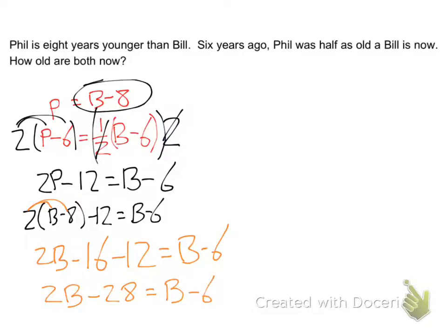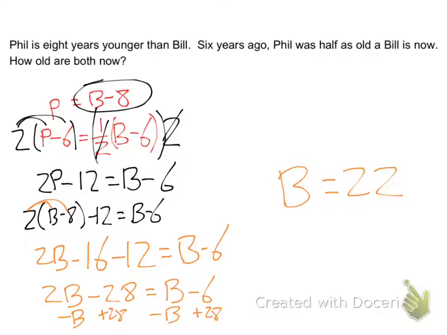I will want to keep a positive B's. So to get that, I move the smaller one. Which one's smaller, B or 2B? B. So subtract B's, and add 28. 28, yes. So that's 22. So B equals 22. So Bill is going to be 22 years old.